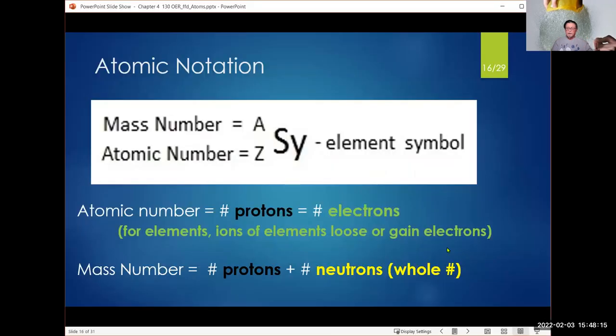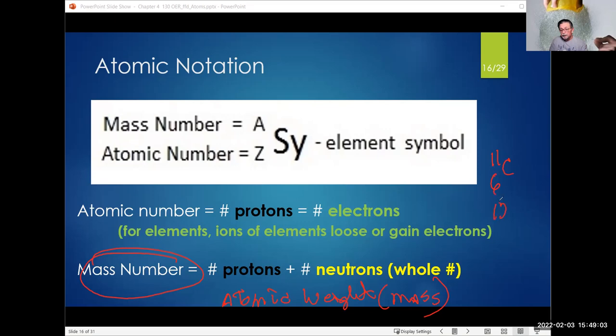All right, so mass number, which is a whole number, that's important. Mass number is a whole number, not to be mistaken with the atomic weight, or atomic mass. That's the decimal number you find on the periodic table. Carbon was 12.01, okay? But its mass number is a whole number. We're going to learn why the atomic weight is a decimal number.